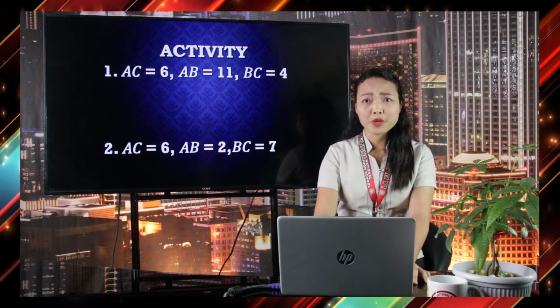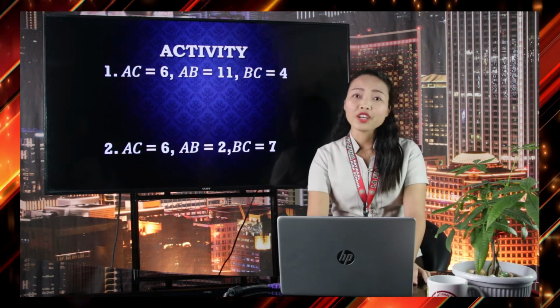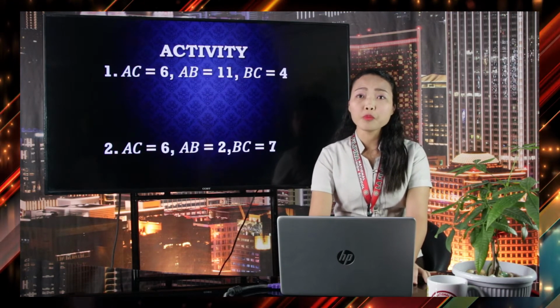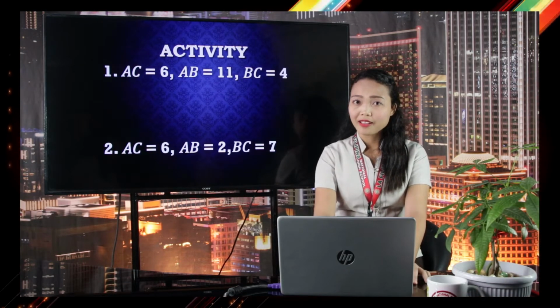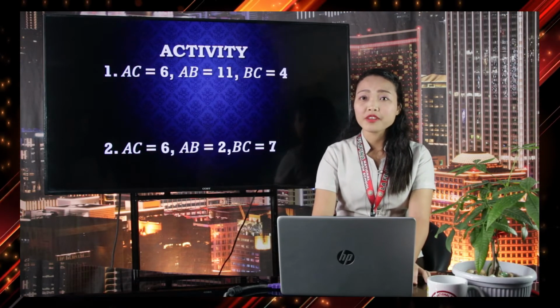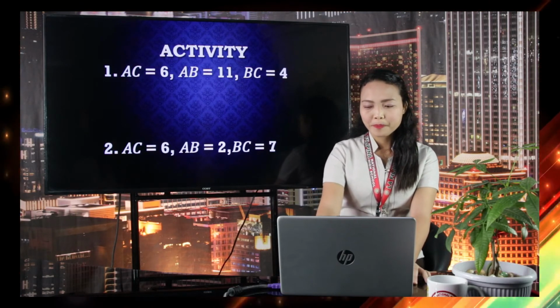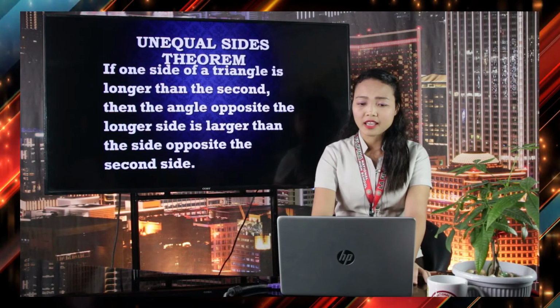Now, can you tell me what you have noticed? Okay, very good. As you have noticed, only number 2, or the second set, can form a triangle. Why? Because it follows the general rule, the triangle inequality theorem. Okay, let's proceed for you to have a better understanding.